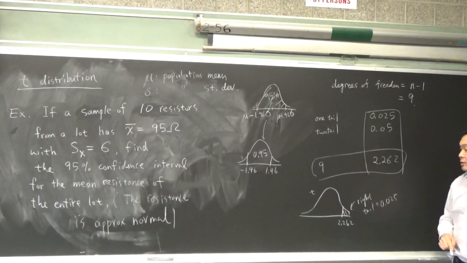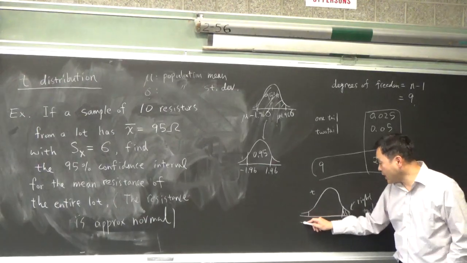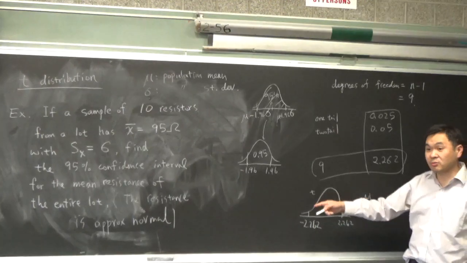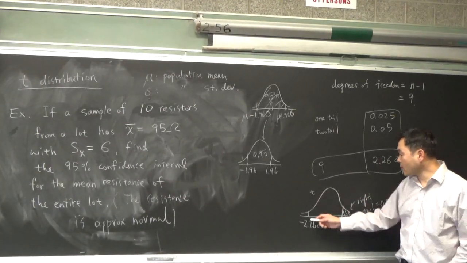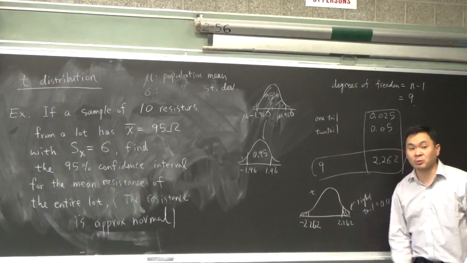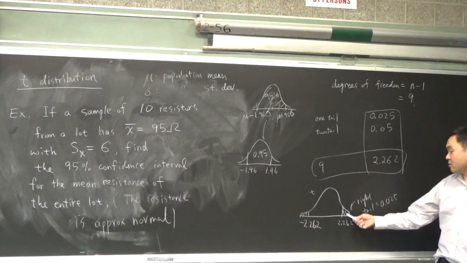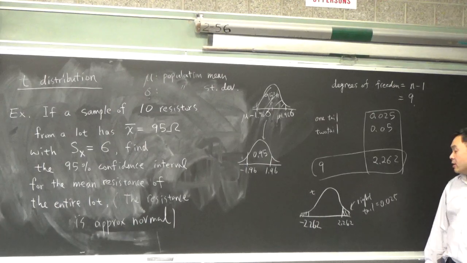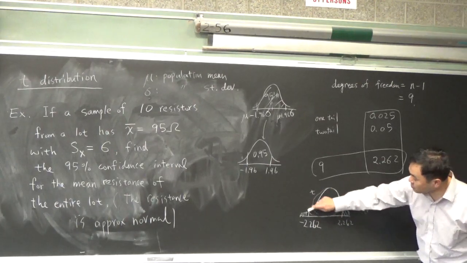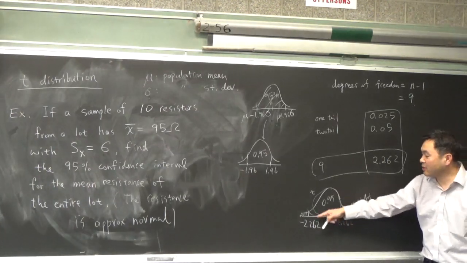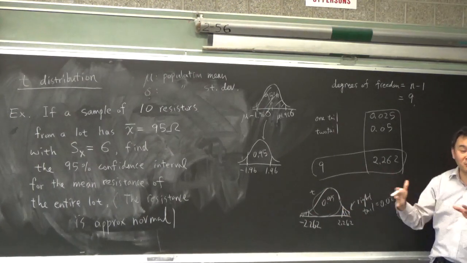Now, if it's two-tail, what does that mean? That means if you go from negative 2.262, because the t curve is still symmetric, then this is also 0.025, so if you add these two, what would you get? This plus this would be 0.05. And therefore, what's in the middle? 0.95. So this will be capturing 95% of the data.